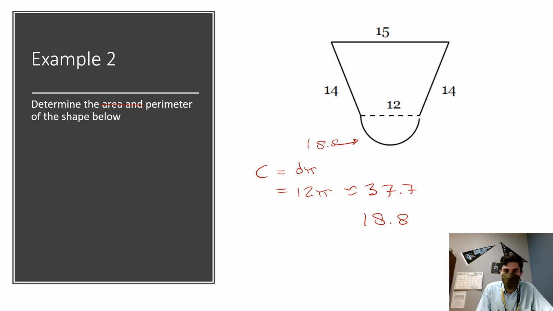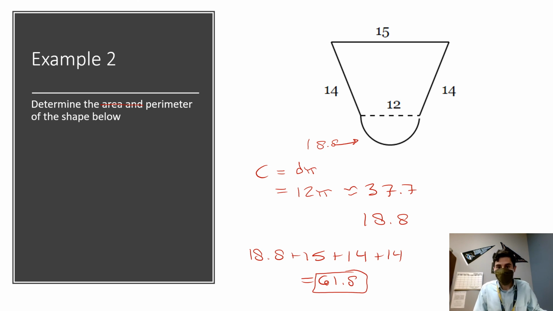Then I just add the other sides, 18.8 plus 15 plus 14 plus another 14, and I get the total is 61.8. And that is going to be my perimeter. I didn't find area on this one because it was a little bit complicated. But you will have to find area and perimeter on both of the practice examples.